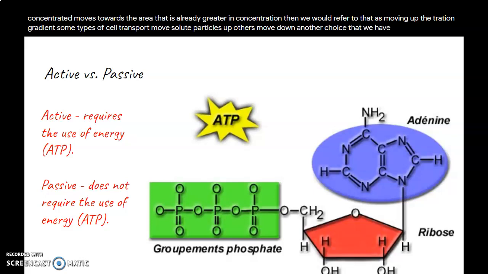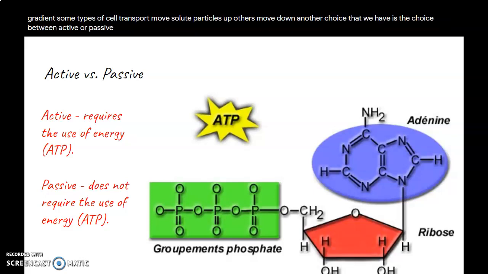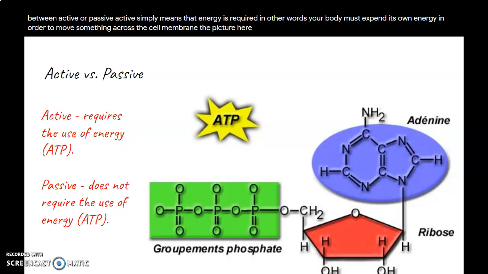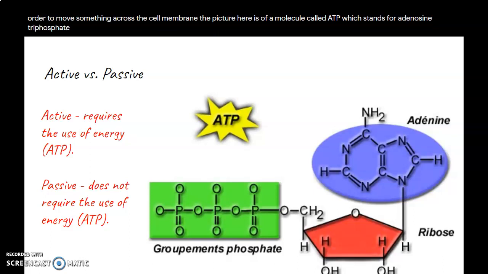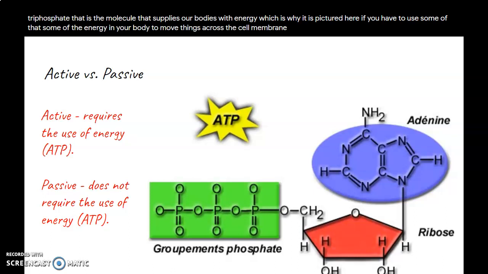Another choice that we have is the choice between active or passive. Active simply means that energy is required. In other words, your body must expend its own energy in order to move something across the cell membrane. The picture here is of a molecule called ATP, which stands for adenosine triphosphate. That is the molecule that supplies our bodies with energy, which is why it is pictured here. If you have to use some of that ATP, in other words, some of the energy in your body to move things across the cell membrane, we would describe that as an active process.